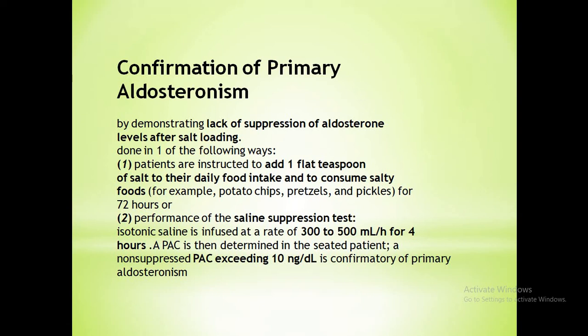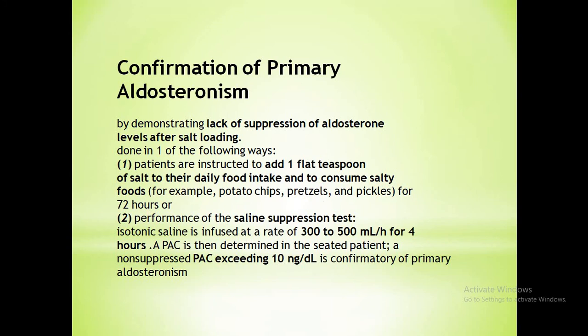So how do you confirm primary aldosteronism? It is by the lack of suppression of aldosterone levels after salt loading, which could be done in either of two ways. In the first method, you add 1 flat teaspoon of salt to the daily food intake and ask the patient to consume salty foods for 72 hours, or you perform a saline suppression test.